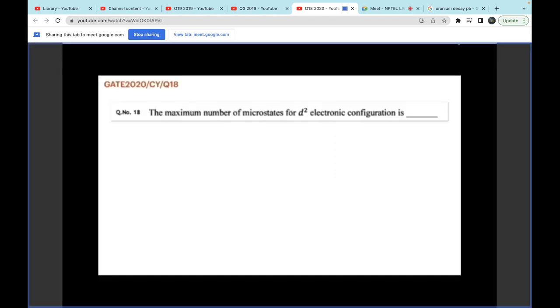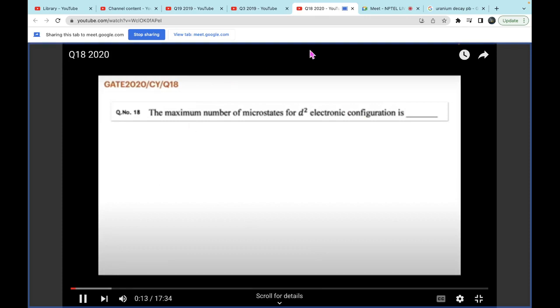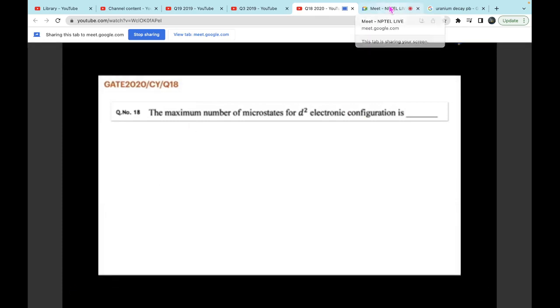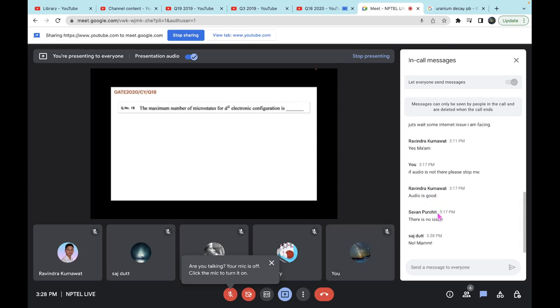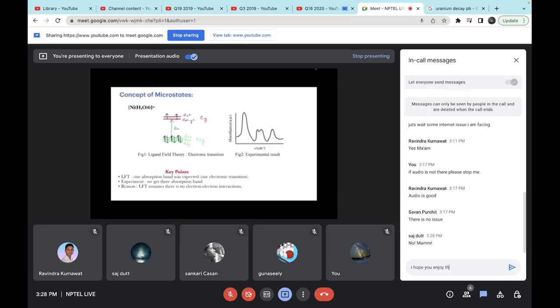Chemistry question number 18. They state: the maximum number of microstates for the d2 electronic configuration is. Before directly solving for the number of microstates for the d2 electronic configuration, I would like to introduce the basic concept of microstates, how it emerges, and the reason. So let's have a look at the concept of microstate.